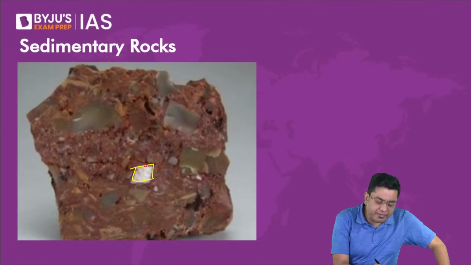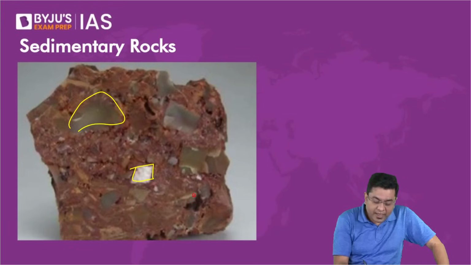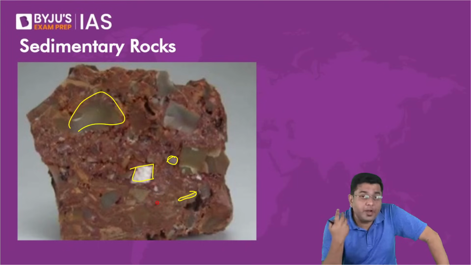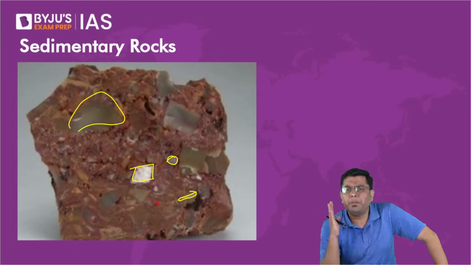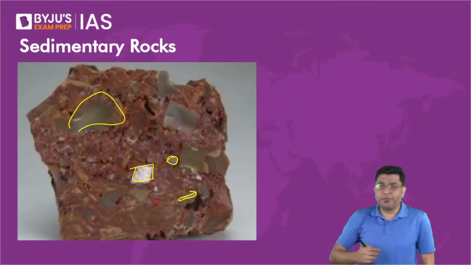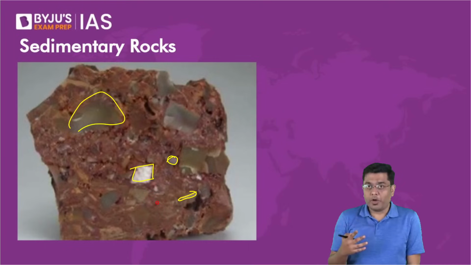You have a separate material which is ingrained here, a separate material which is present here, here, and so on. So, what does that tell you? It tells you that there have been various deposits which have solidified. These deposits would have taken place over a period of hundreds of years, maybe thousands of years, in certain cases maybe millions of years. So, this is what sedimentary rock is.